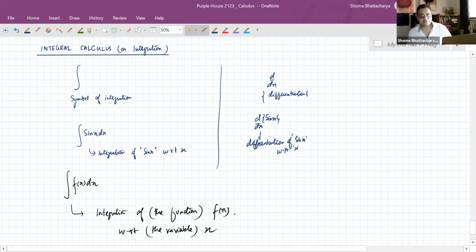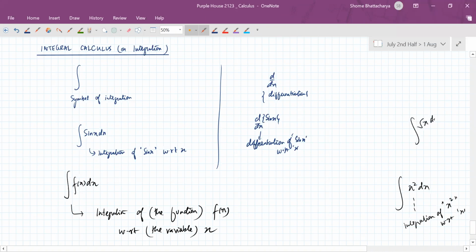I'm not giving you the definition or the formula yet. It is just the symbol so far. What this symbol means is that we are doing integration of whatever we have written to the right of the symbol. So if we have written integration of, let's say, x square, that means this is integration of the function x square with respect to x. Or if we have written integration of root x, yeah, tell me.